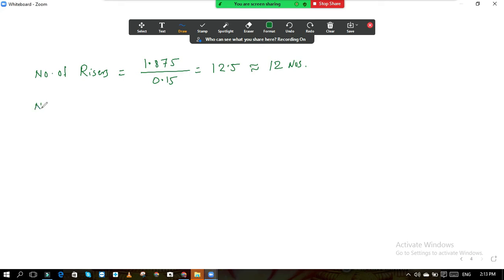After that, the number of treads. The number of treads is equal to riser minus 1, because the last tread goes into the landing. So it is 12 minus 1, which is 11 numbers. Okay, so now next is the going length.